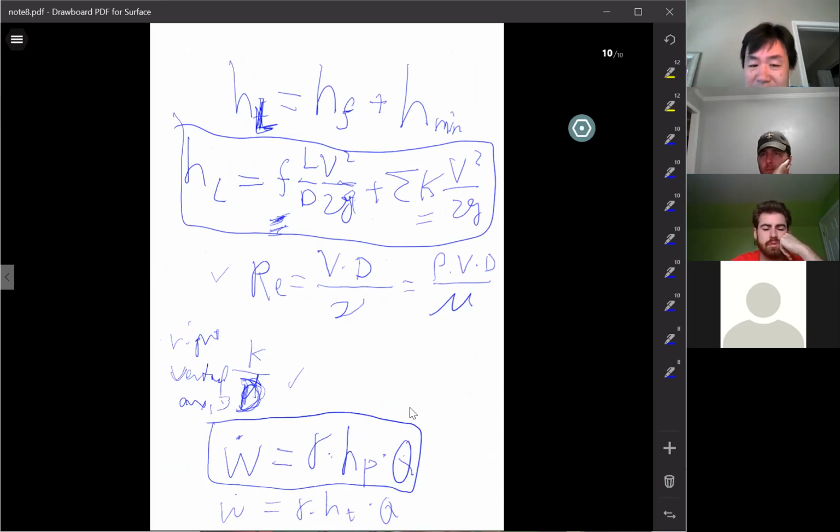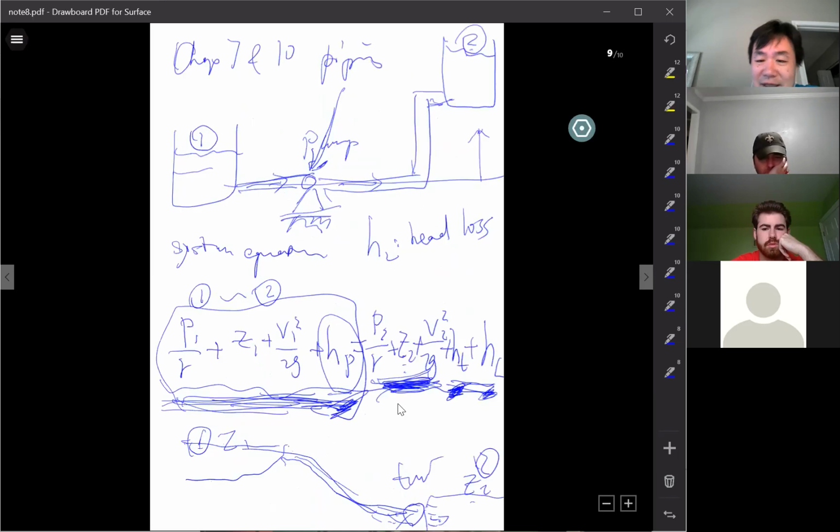From a turbine. Turbine and pump are basically the same idea, but one is on the right-hand side and one is on the left-hand side. A pump supplies energy to the system. That's why it's on the left-hand side of the equation. A turbine takes energy from the system. That's why it's on the right-hand side of the equation. Okay? Any questions so far before we move on to some examples?